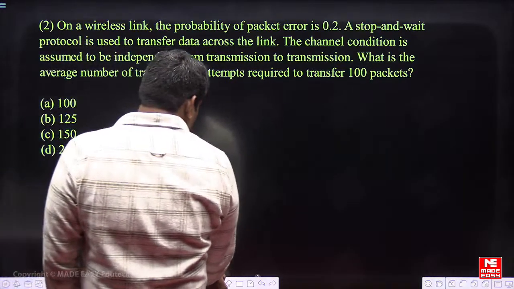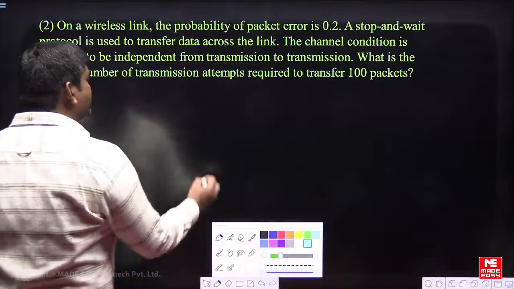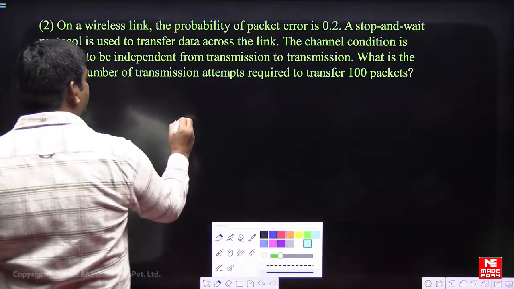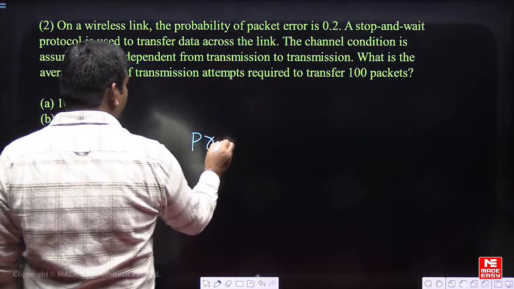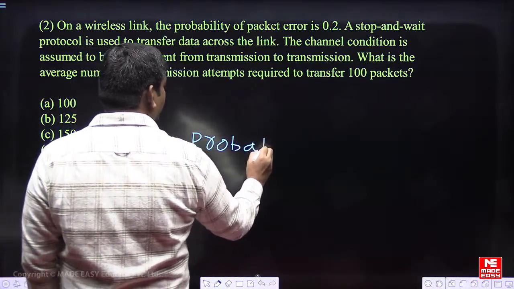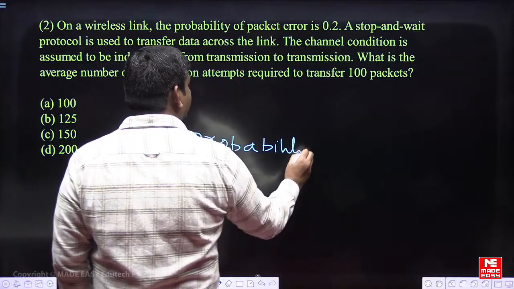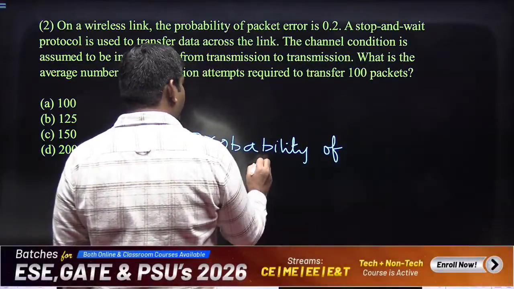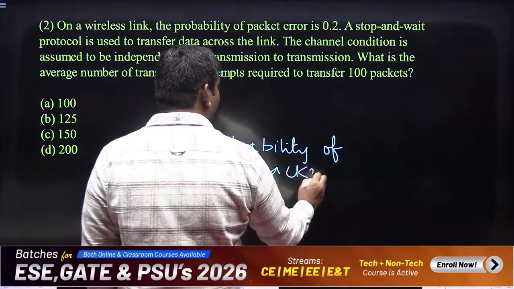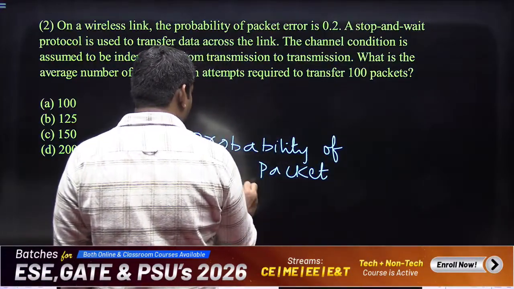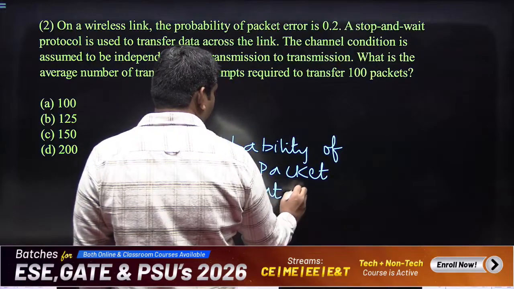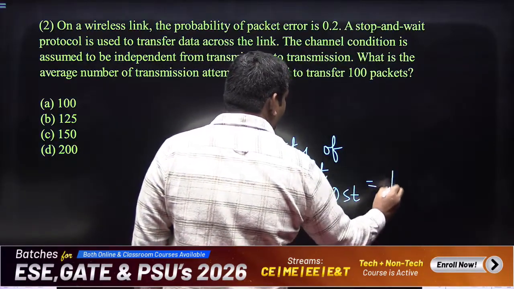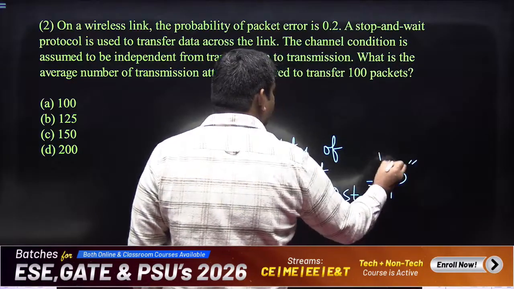Yeah, see, this is the basic idea I have mentioned. So the logic is like this. See, the probability of packet error. So I can write like this: the probability of a data frame, or a packet, that is lost. Suppose it is mentioned as P.